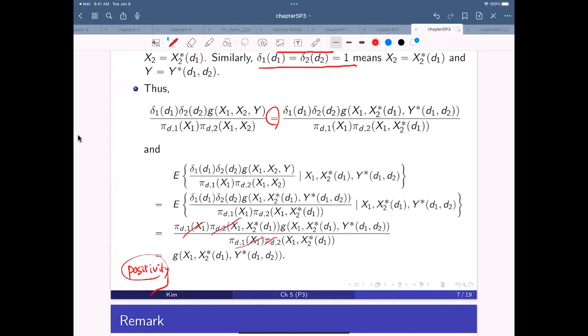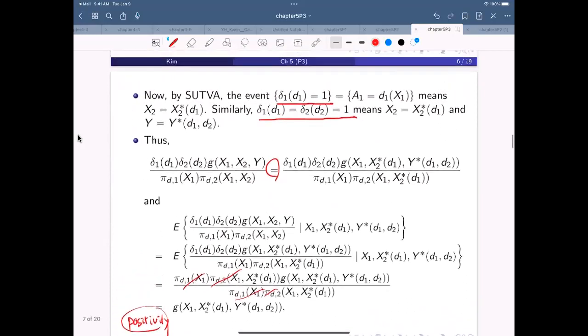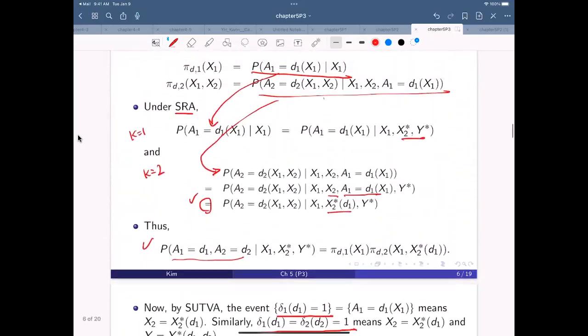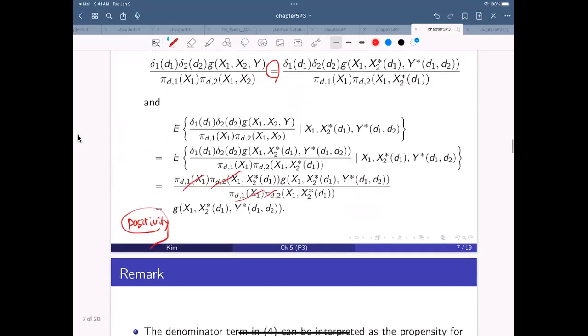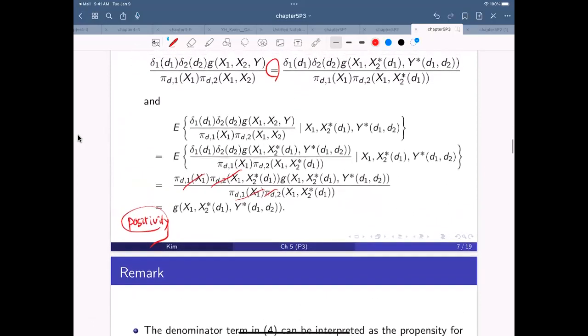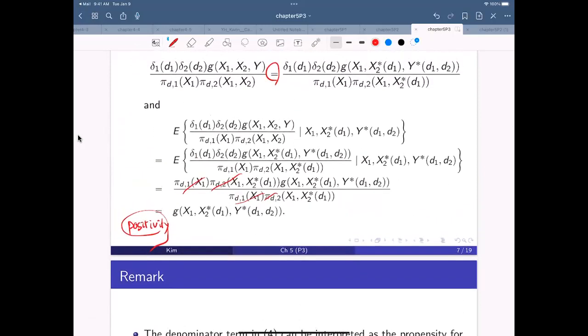Assumption. Okay. So we use the positivity here, the consistency here, and the SRA in the very beginning. So we use three conditions to identify the model, the parameter.